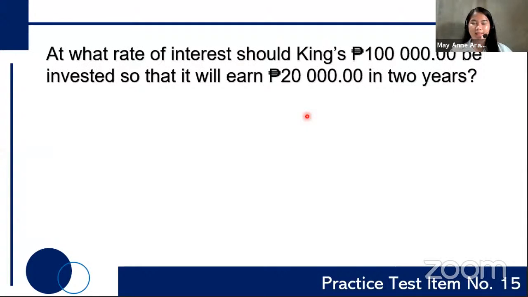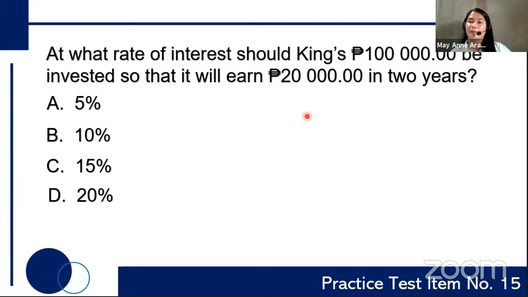Okay? Next. At what rate of interest should King's 100,000 pesos be invested so that it will earn 20,000 pesos in 2 years? A, 5%, B, 10%, C, 15%, D, 20%. We will use the formula, the interest is equal to principal amount times rate times time. And you need to solve for the rate.